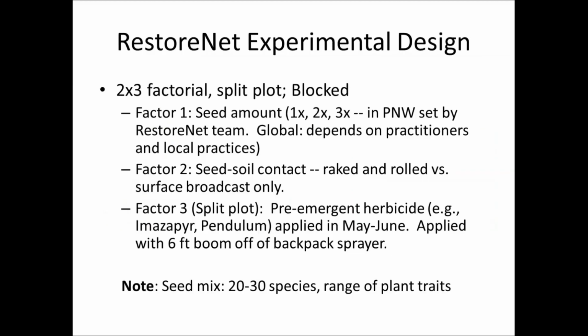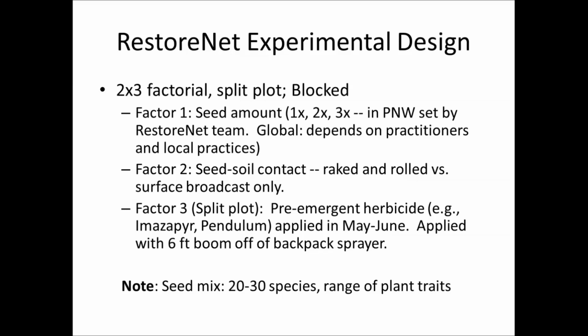So the experimental design is to have a block at each site, and the block will have a 2x3 factorial design. The first factor is a seed amount. So we have our base seeding rate, or double or triple that. And this will be set in the Pacific Northwest, we're hoping, by the RestoreNet team. So we're all doing it exactly the same way. But globally, if others are interested in participating, then that will depend on the local practices of practitioners. And so the doubling and tripling will be based on whatever the base is in your region.